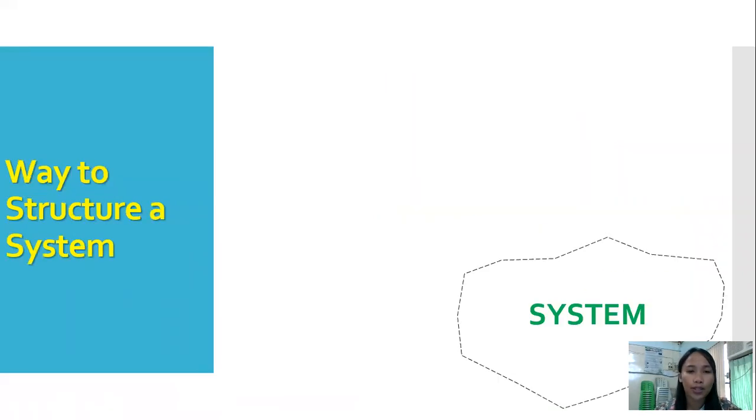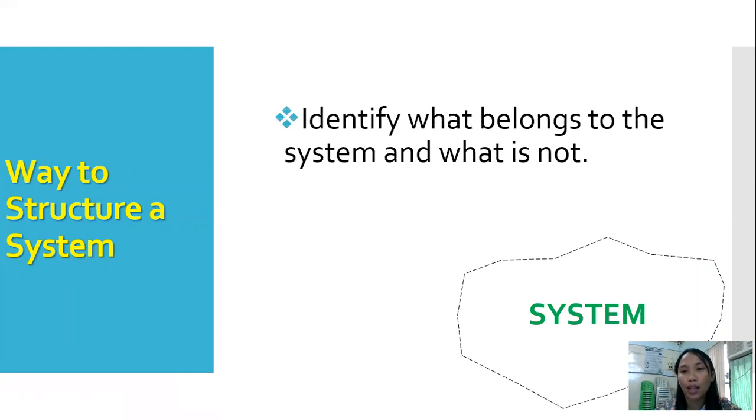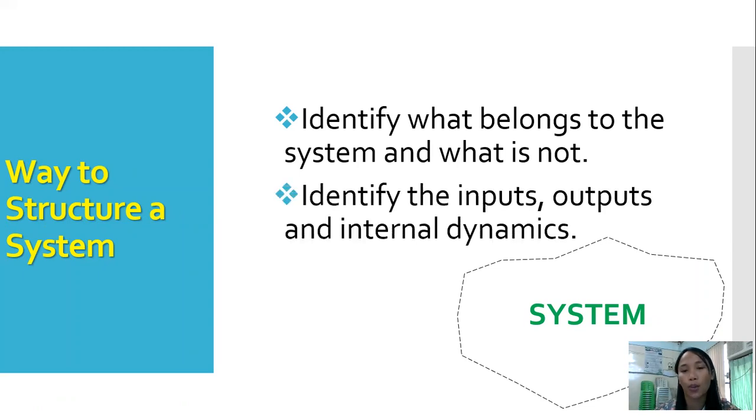Now, the way to structure a system is first to identify what belongs to the system and what is not, which is very critical. You need to think well what are those that belong and what are those that are not, and you need to identify what are the inputs and outputs and the internal dynamics of your system.